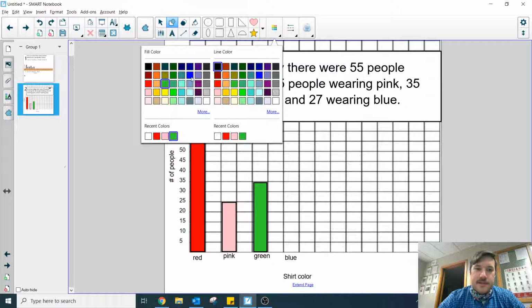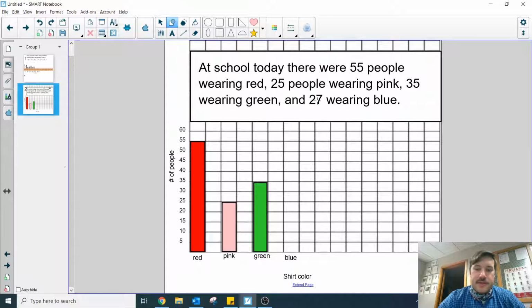And the last one is blue. So this one says 27. And you'll notice I don't have a 27 on here. So I need to use some different thinking. Well, 27 is bigger than 25, but not bigger than 30. So it's going to be between 25 and 30, and a little bit closer to 25 than it is to 30. So 27 is actually going to be between those two lines.